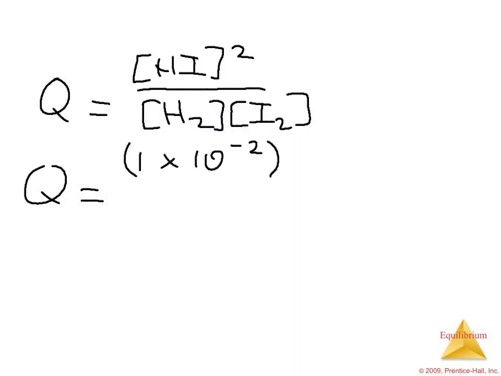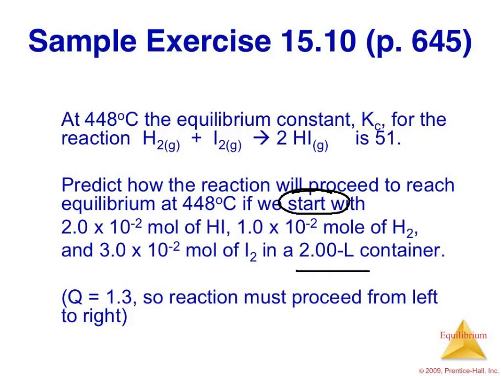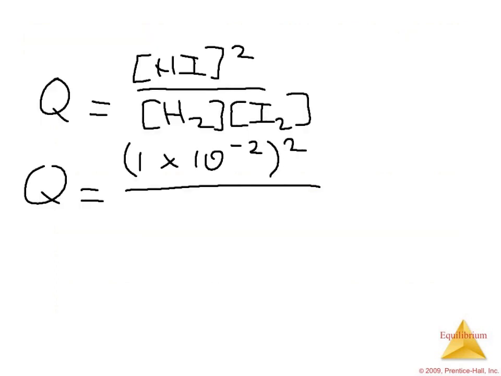But again, once we plug it into the expression, they become activities, so they don't have units. Okay? And then we've got 1 times 10 to the negative second moles of H2, which becomes 0.5 times 10 to the negative second, which is 5 times 10 to the negative third for the H2.